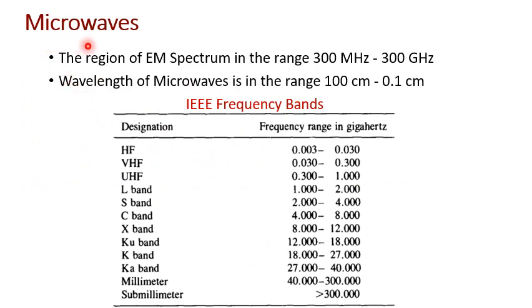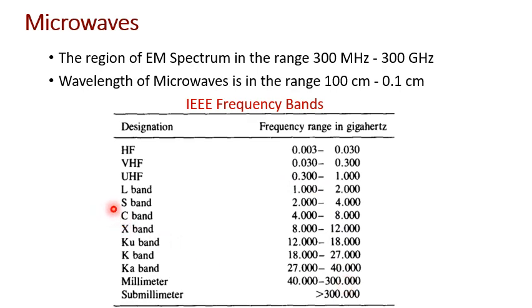Now, what are microwaves? Microwaves are defined as the region of the electromagnetic spectrum in the frequency range from 300 MHz to 300 GHz. The corresponding wavelength of microwaves is in the range of 100 centimeters to 0.1 centimeters. This table shows the various IEEE frequency bands. You can see the microwave frequency range from 0.3 gigahertz to 300 gigahertz.